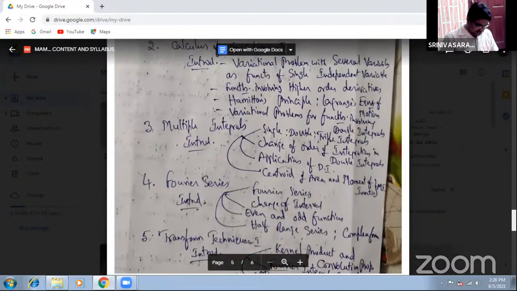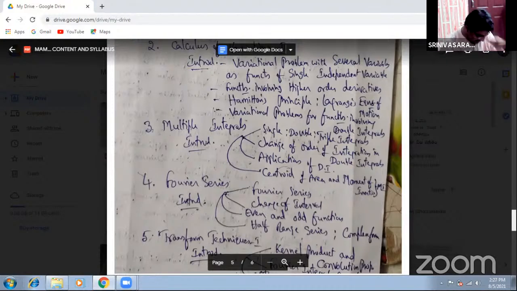Now the 17th one, perturbation techniques 1. Perturbation techniques 1 covers algebraic equations and transcendental equations. Those equations, first of all, what is an algebraic equation, and second, what is a transcendental equation, and according to that, perturbation techniques are also well defined here.